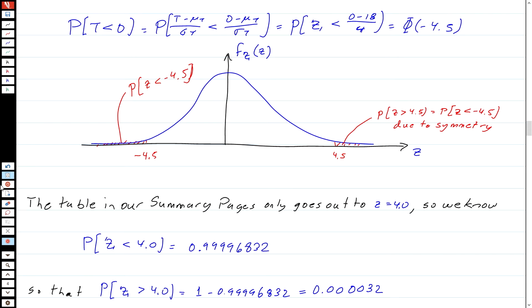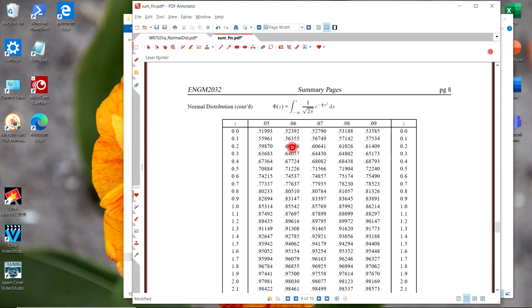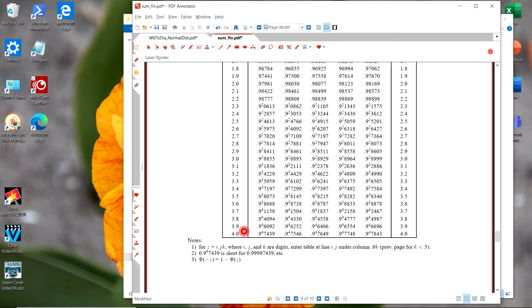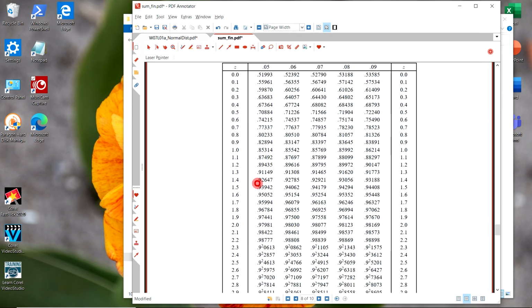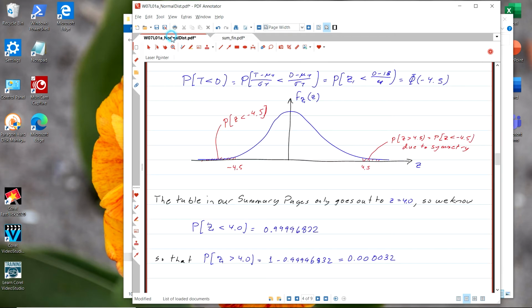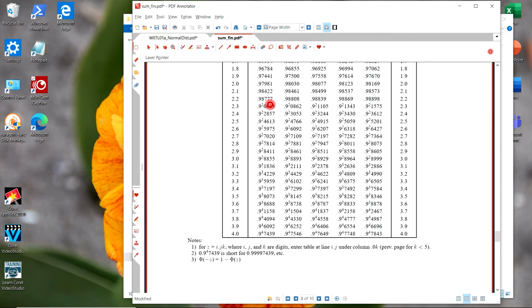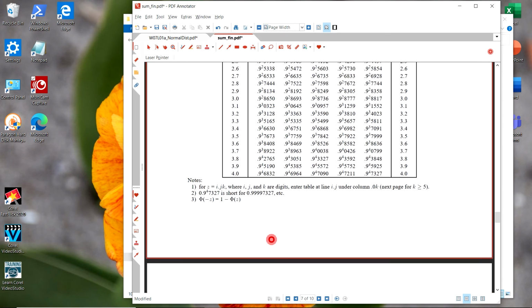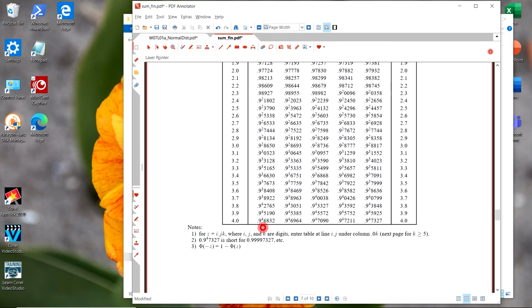If we look at our summary pages, let me go back to that. We see that the largest value we have is 4. This is 4.09, and 4.09 is 0.99997843. I used just 4.0, so that's close enough. Let me go back and show you. So 4.0 is this 0th column here, 0.9996832.